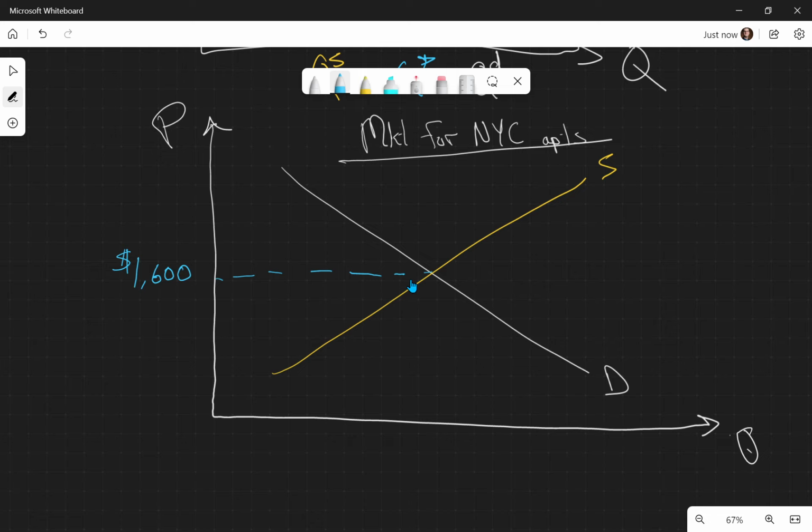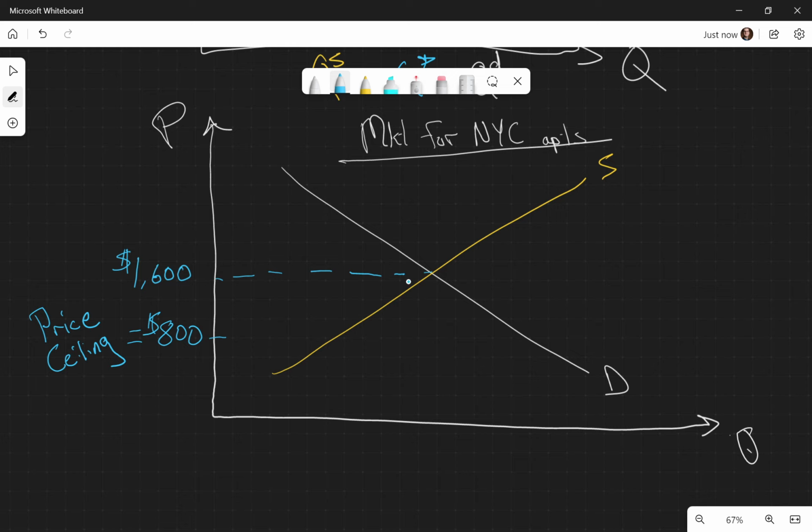Well, there is a law that states that the maximum allowable price is something like $800. So this is what we call a price ceiling. So this means you cannot charge more than $800. So what is going to be the result of such a policy?